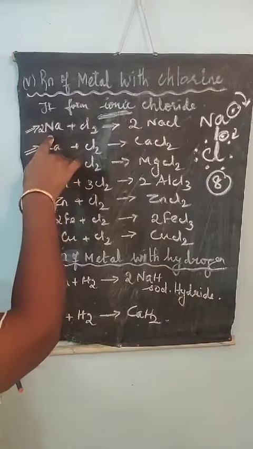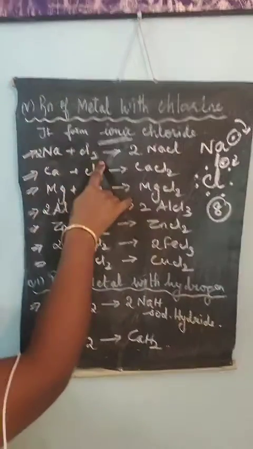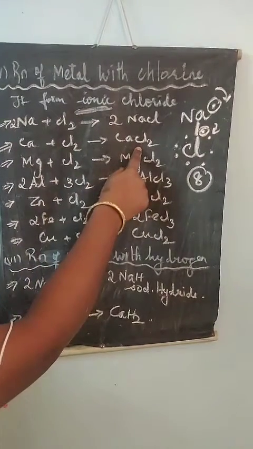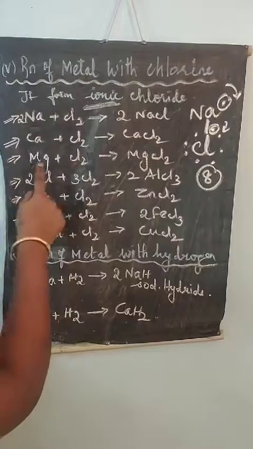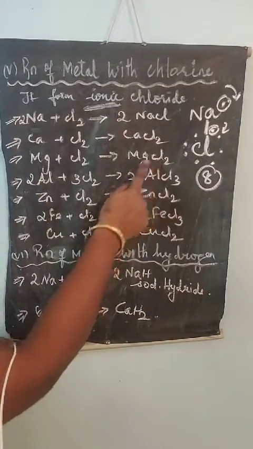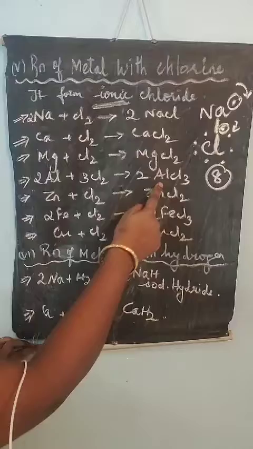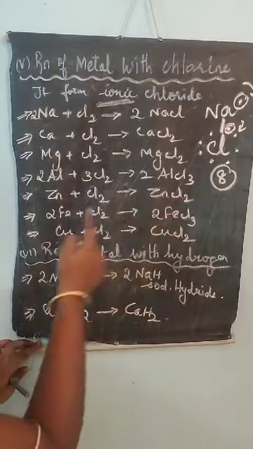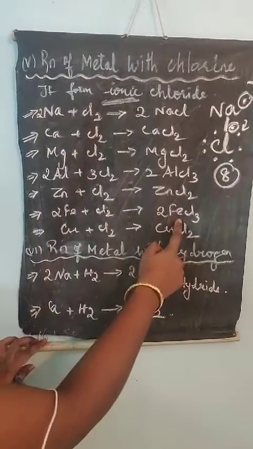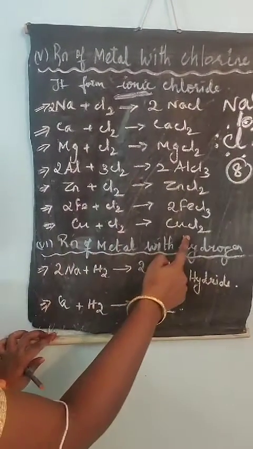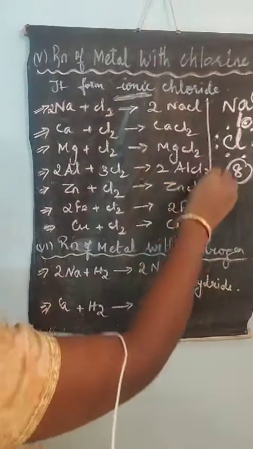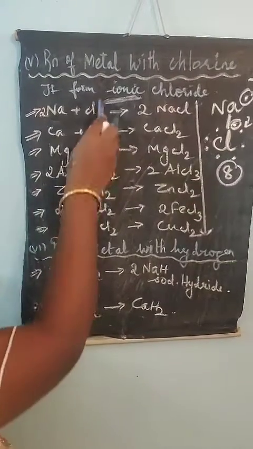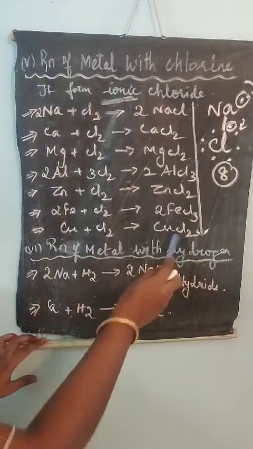So here you can see, the first one I have taken is sodium reacts with chlorine to form sodium chloride. Calcium plus chlorine forms calcium chloride. Magnesium reacts with chlorine to form magnesium chloride. Aluminium reacts with chlorine to form aluminium chloride. Zinc reacts with chlorine to form zinc chloride. Iron reacts with chlorine to form iron chloride. Copper reacts with chlorine to form copper chloride. So all these compounds are ionic chlorides. So here we have taken the metal reacts with chlorine to form ionic chloride.